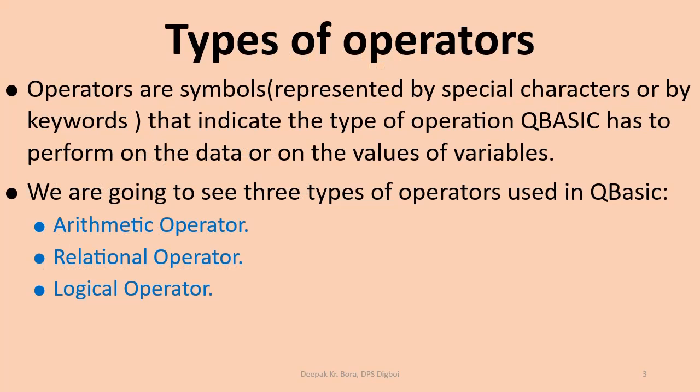Types of operators. Operators are symbols represented by special characters or by keywords that indicate the type of operation QBasic has to perform on a data or on the value of variables. We are going to see three types of operators used in QBasic: first, arithmetic operator, relational operator, and logical operator.